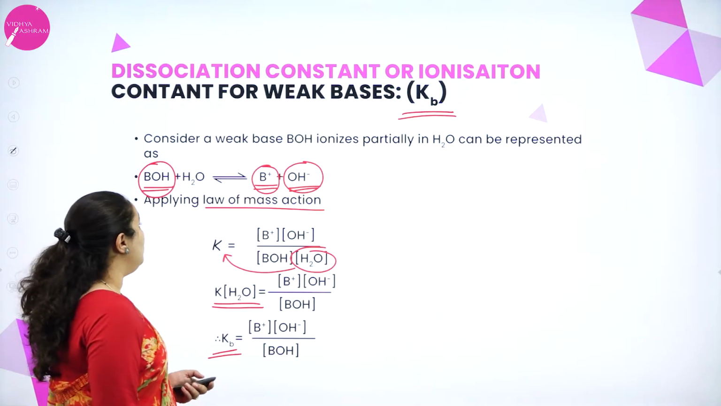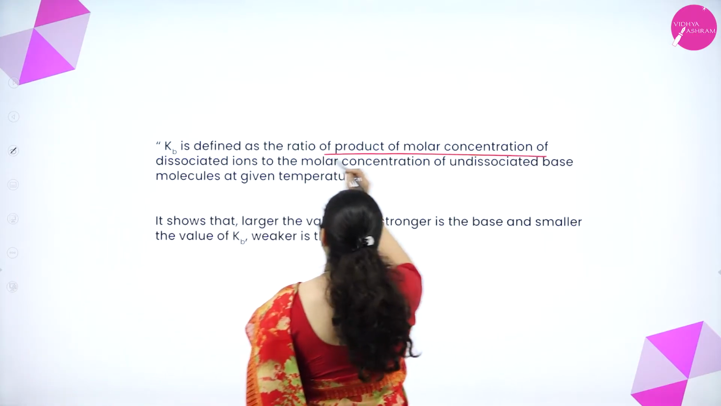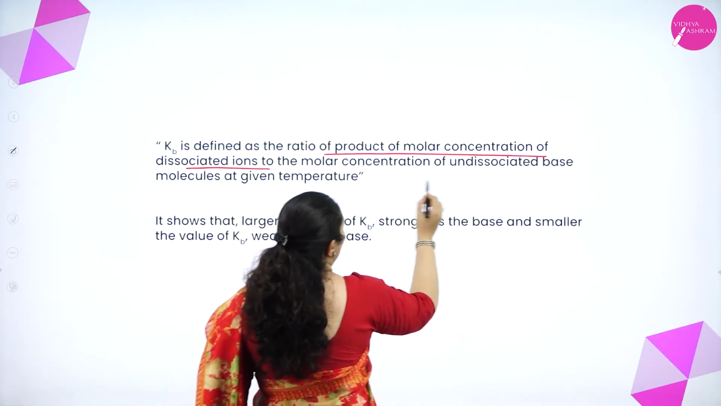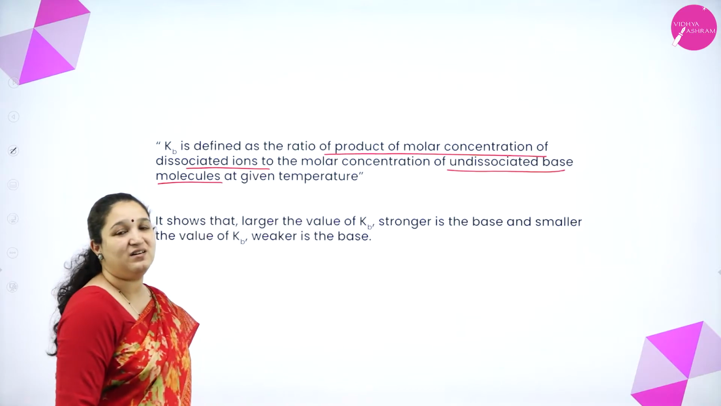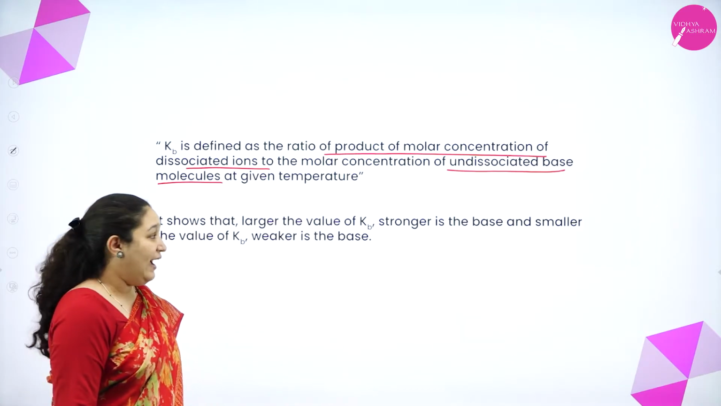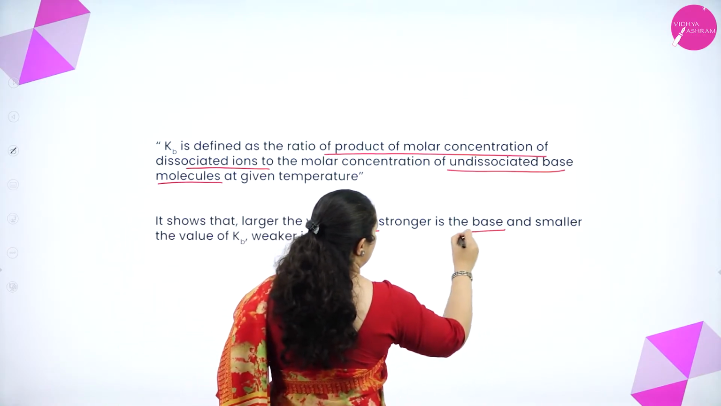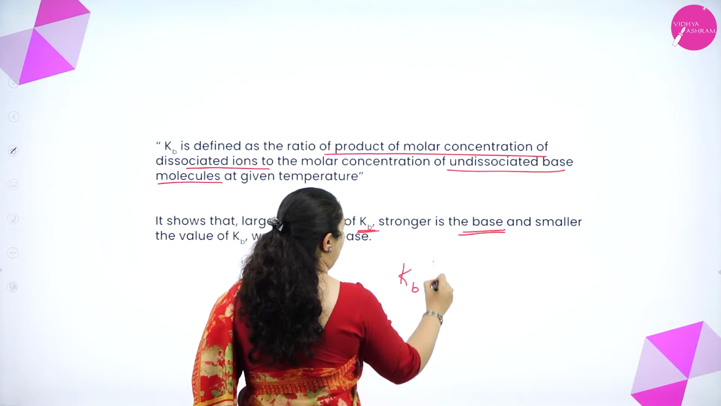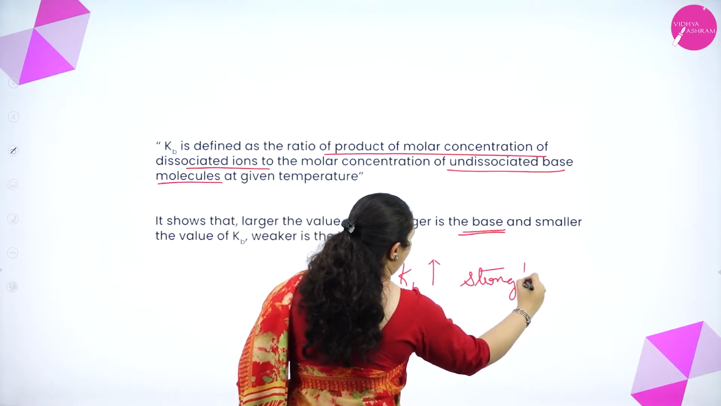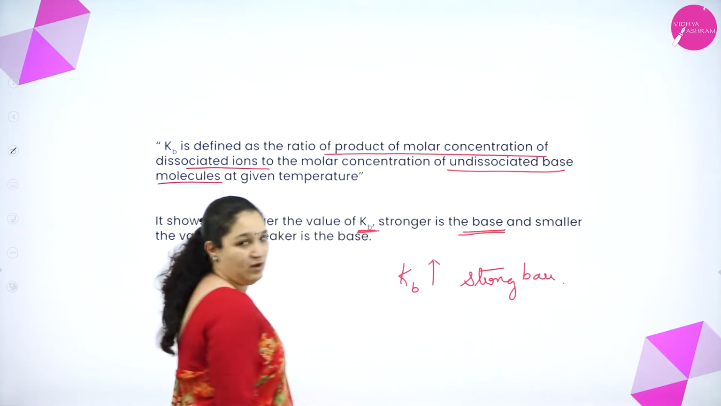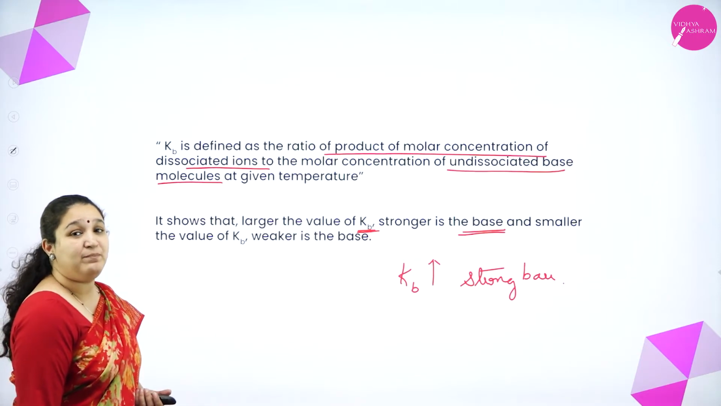Okay, so what is the definition? It's the ratio of the product of the molar concentration of the dissociated ions to the molar concentration of the undissociated base molecules at a given temperature. And the larger the value of Kb, the stronger is the base. So if the Kb value is higher, that means it's a strong base. Okay, so that's about the Ka value and the Kb value.